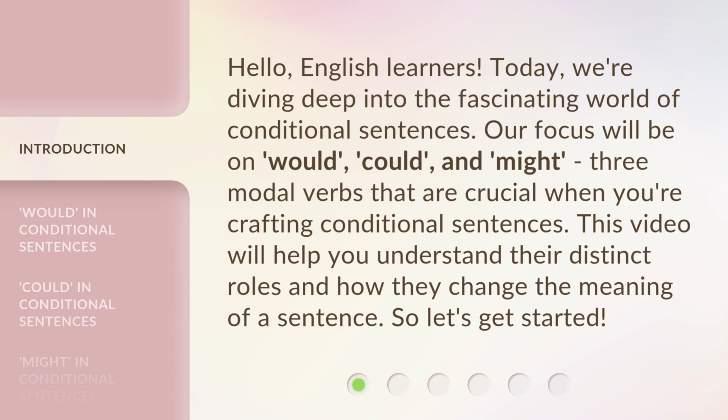Hello, English learners. Today, we're diving deep into the fascinating world of conditional sentences. Our focus will be on would, could, and might, three modal verbs that are crucial when you're crafting conditional sentences. This video will help you understand their distinct roles and how they change the meaning of a sentence. So, let's get started.